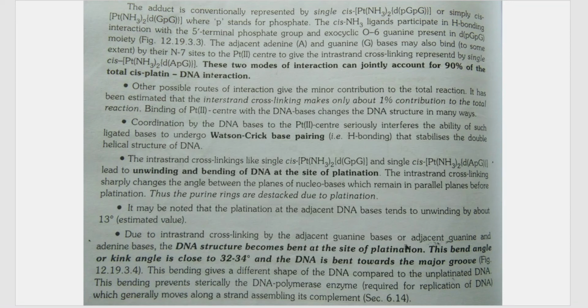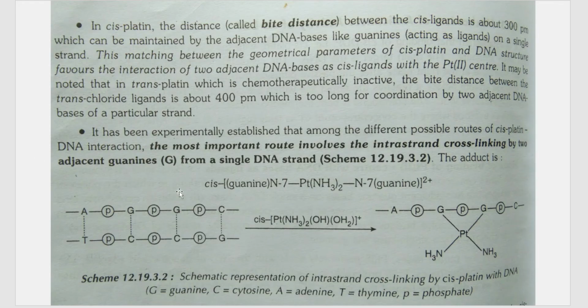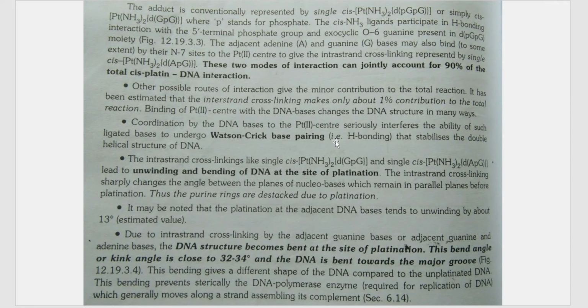So what happens once this platinum complex binds? The coordination of DNA base to the platinum center interferes with the ability of the ligating base to undergo Watson-Crick base pairing. So once this has interacted with this single strand of DNA, the base pairing cannot take place to this DNA. So that DNA cannot function normally because Watson-Crick base pairing is one of DNA's functions, correct? So it cannot undergo Watson-Crick base pairing. Hence, that DNA will not be stable in structure because for a DNA to stabilize, there should be Watson-Crick base pairing to stabilize the double helical structure of the DNA.